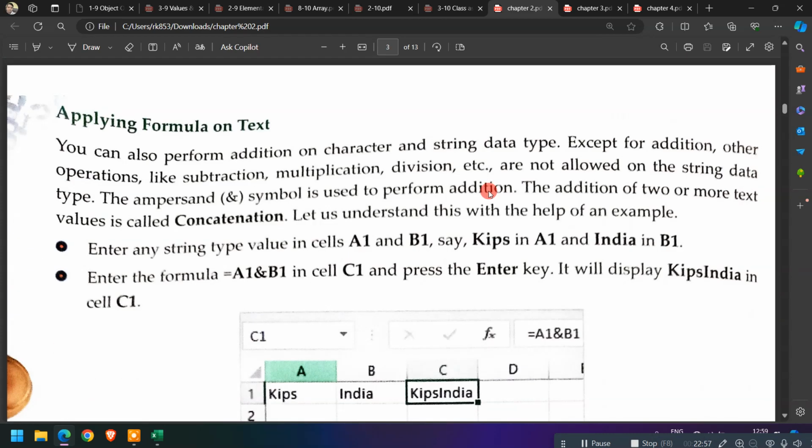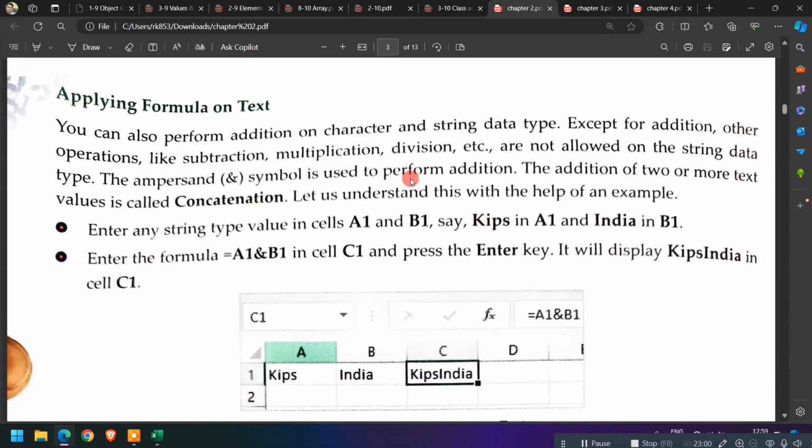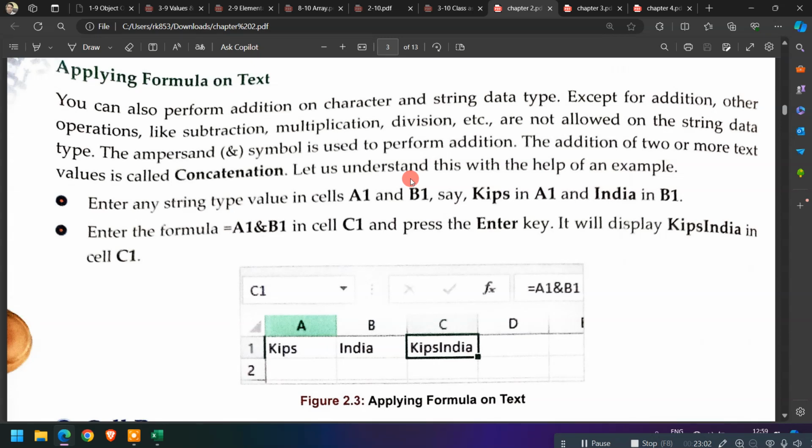Okay, applying formula on text. There are many predefined formulas in Excel. We will see them later, but those are functions. Currently we are working on formulas. Applying formula on text, you can also perform addition on character and string data types. What is a character and what is a string? A character is just a symbol, like an alphabet. A character may be an alphabet, a number, or a special symbol.